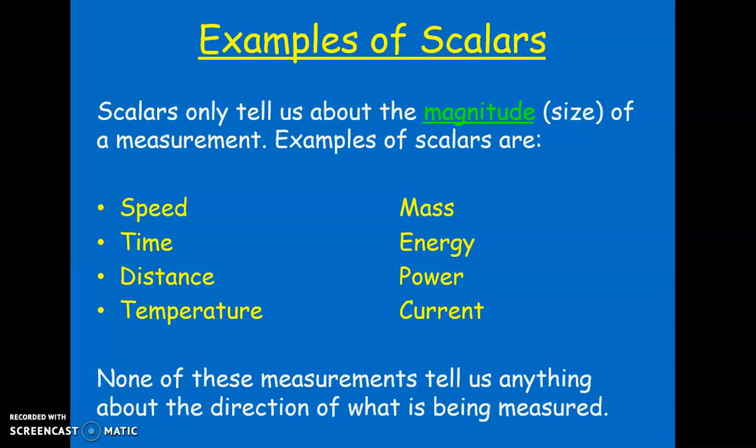And examples of quantities that we measure, which are scalars, are things like speed, time, distance, temperature, mass, energy, power, and current. Of course, there are lots more that fit into the scalar list. That's just some of the ones I've listed. You'll notice that none of these measurements tell us anything about the direction of what is being measured. For example, if I say to you the time it took for a reaction to happen was 30 seconds, that tells you nothing about the direction.